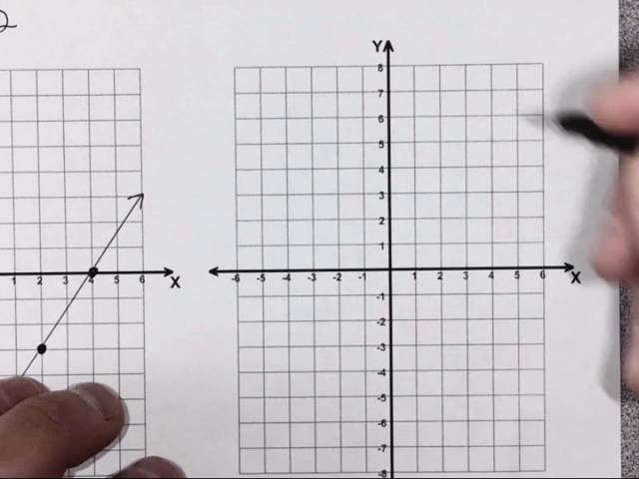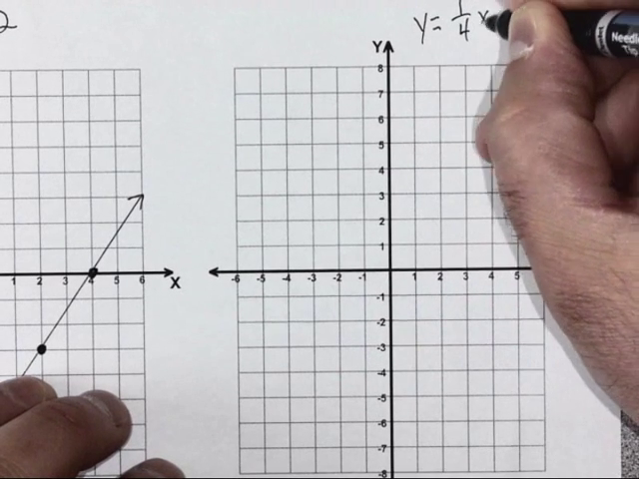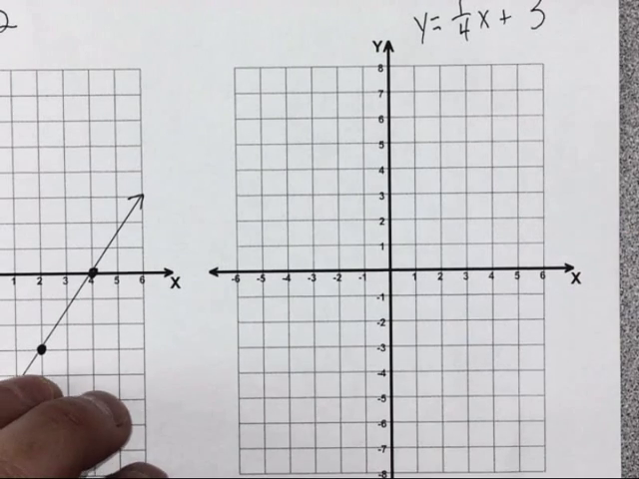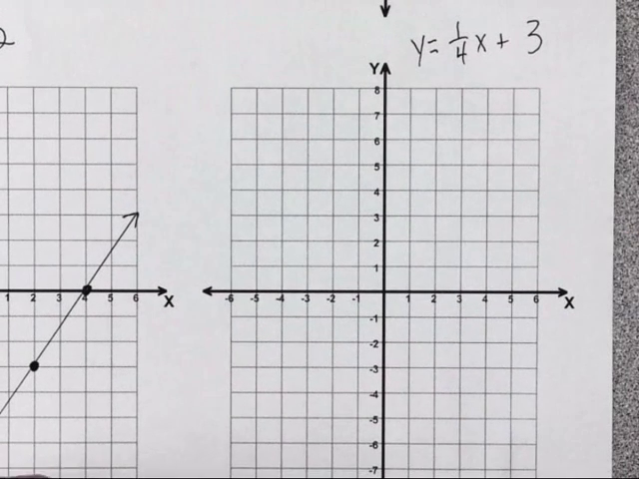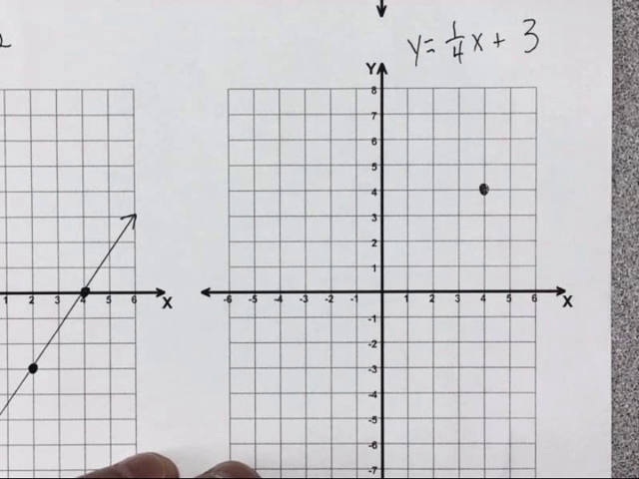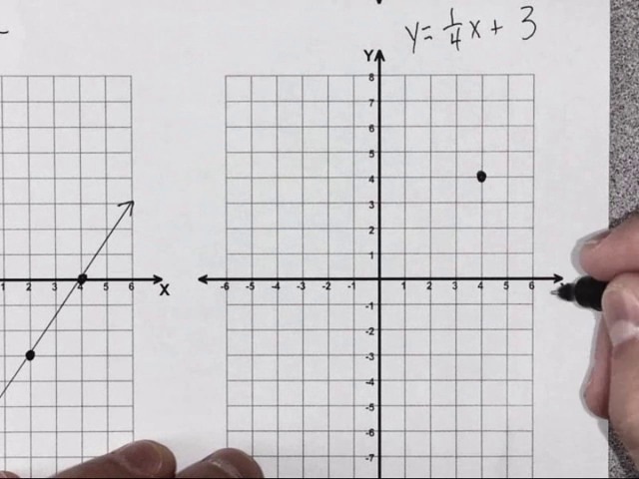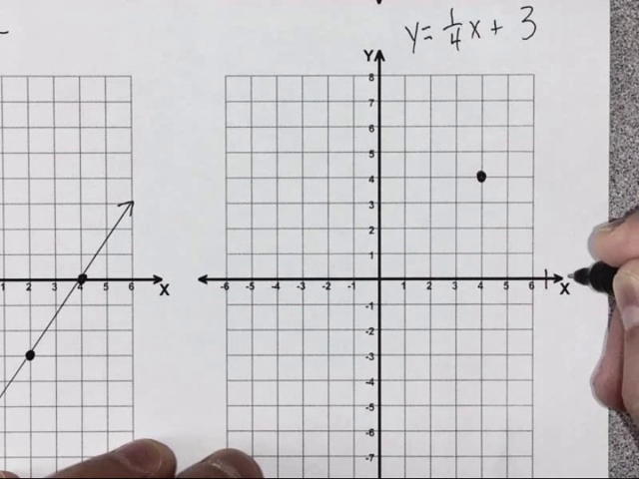So our equation was y equals 1/4 x plus 3. The 3 points that we had were (4, 4), so that goes here, and (8, 5). Of course, the graph paper that I have printed here is not a 10 by 10, so I need to fix that.